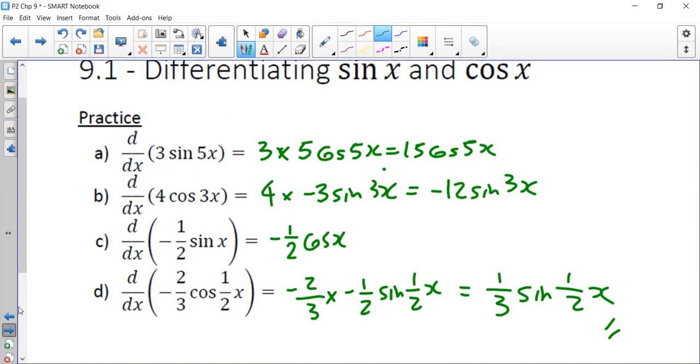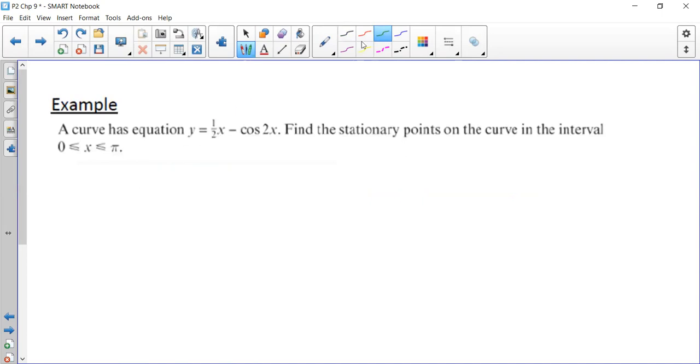So, right. Then one more before we go back to the first principle. Example. A curve has equation y equals a half x minus cos 2x. Find the stationary points. So when you see the words stationary points, by now, the first thing that should come to your mind is dy by dx equals 0. Right? dy by dx equals 0. On the curve in the interval where x is between 0 and pi.